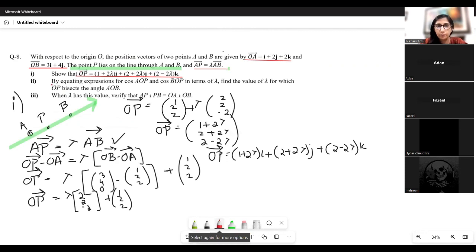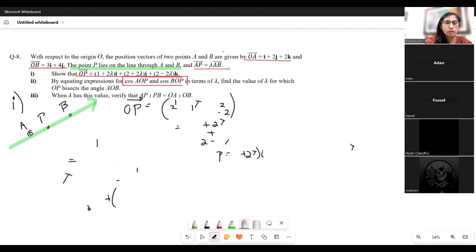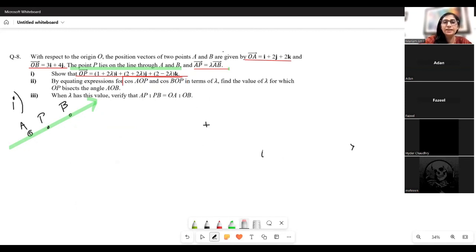Part 2. By equating the expressions for cos AOP and cos BOP in terms of lambda, find the value of lambda for which OB bisects angle AOP. Basically all you have to do is equate these two. So let's do that. I'm going to clear the board. They're saying equate cos AOP and cos BOP.